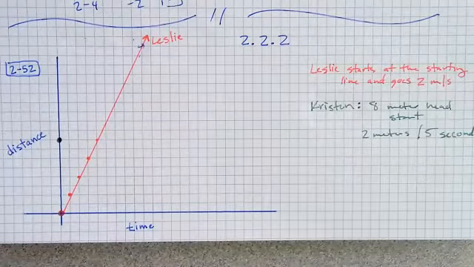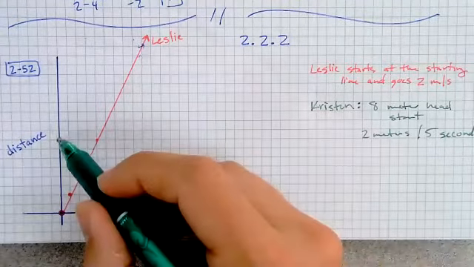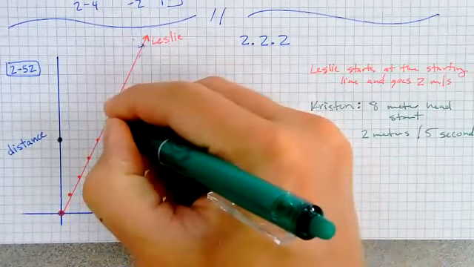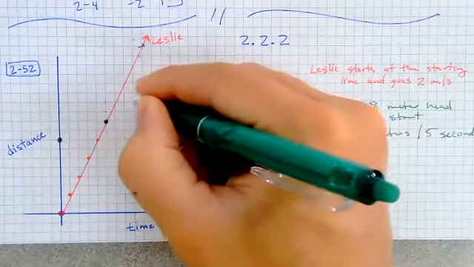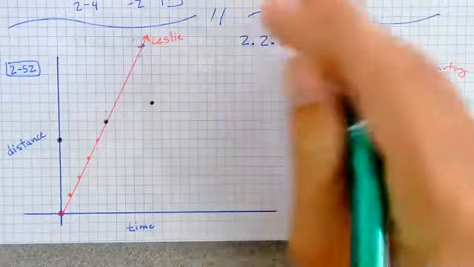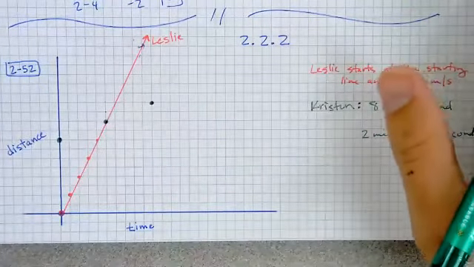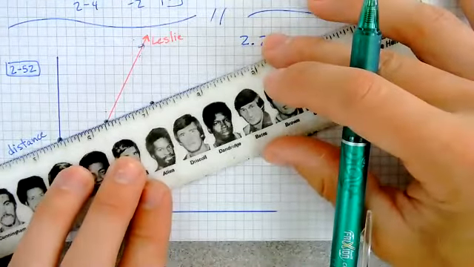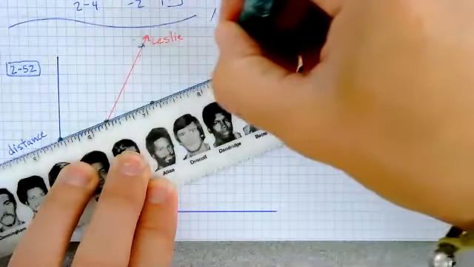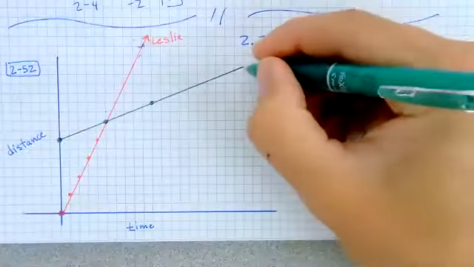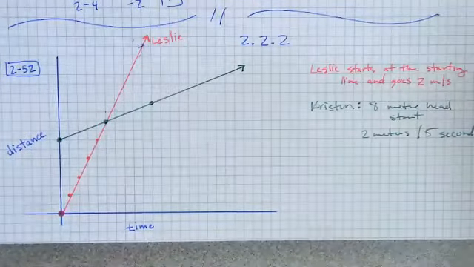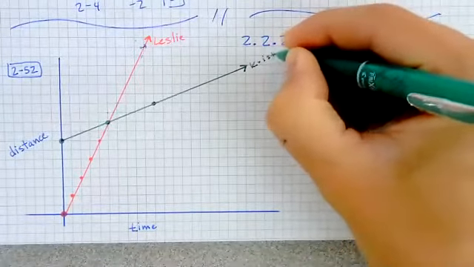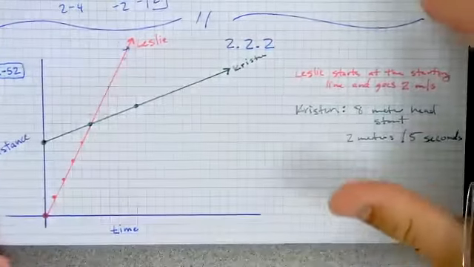And then she goes 2 meters every 5 seconds. So we go up 2 meters, over 1, 2, 3, 4, 5. So she's going 2 meters every 5 seconds, like so. All right, that's Kristen.